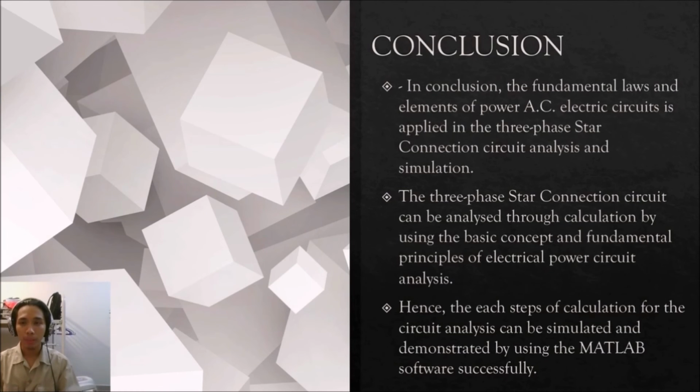I'm here to talk about conclusion, application and future recommendation. In conclusion, the fundamental law and element of power AC electric circuit is applied in the three-phase star connection circuit analysis and simulation. The three-phase star connection circuit can be analyzed through calculation by using the basic concept and fundamental principle of electrical power circuit analysis. Hence, each step of calculation for the circuit analysis can be simulated and demonstrated by using the MATLAB software successfully.